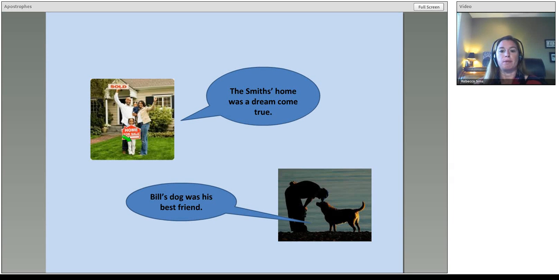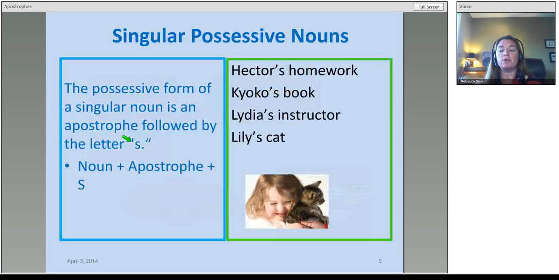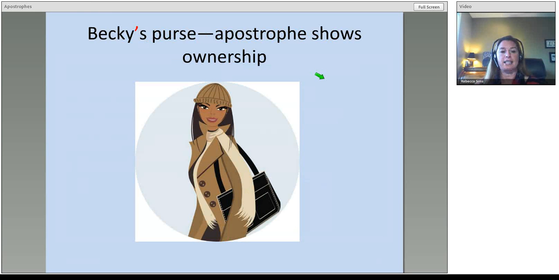So here's just a couple more examples for you. The Smiths' home was a dream come true. Bill's dog was his best friend. The possessive form of a singular noun is an apostrophe followed by S. Okay, noun plus apostrophe plus S. Hector's homework, so we have Hector, singular noun, then the apostrophe, and then the S, and then the possession of his homework. That's what that apostrophe S shows. Kyoto's book, Lydia's instructor, Lily's cat. A couple more for you. Becky's purse, apostrophe shows ownership.